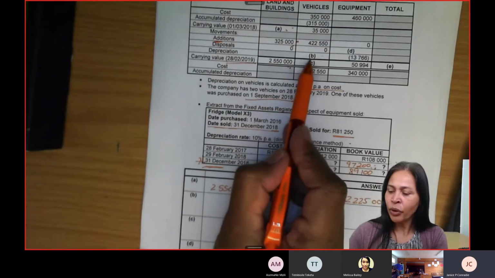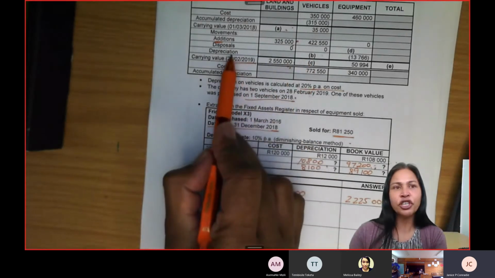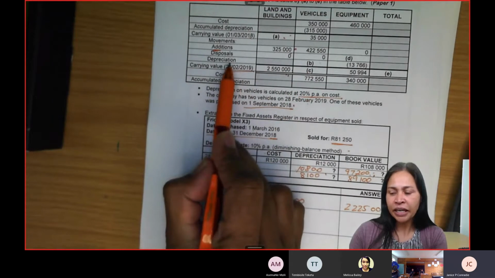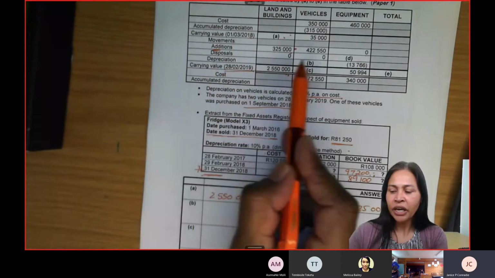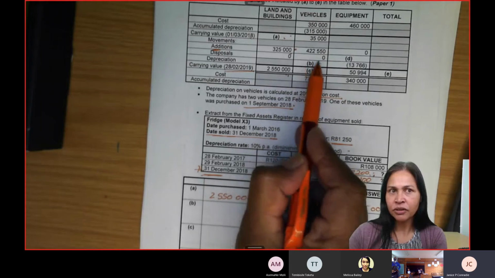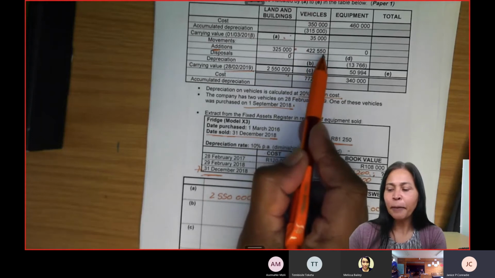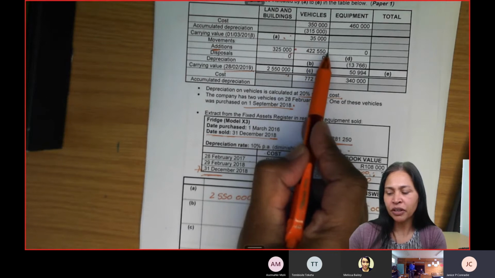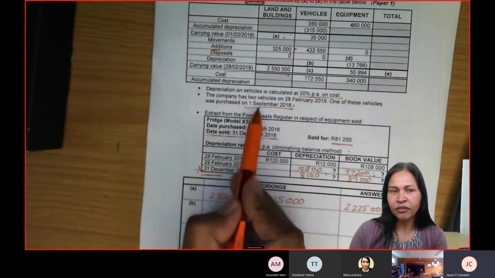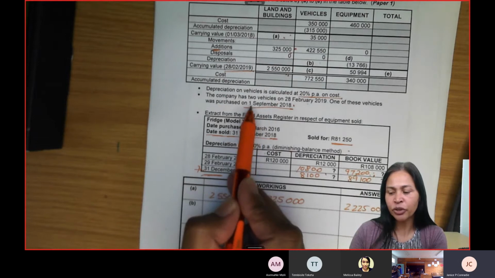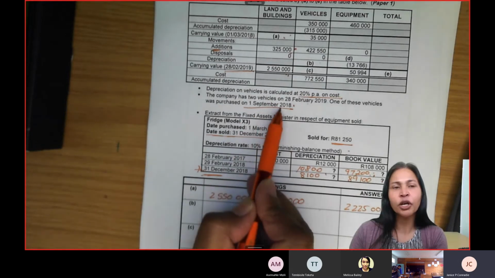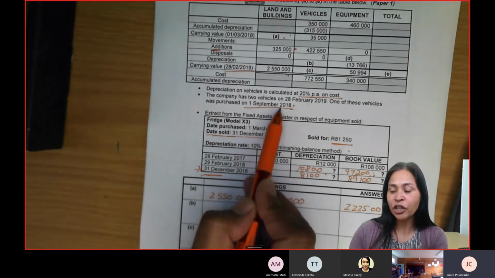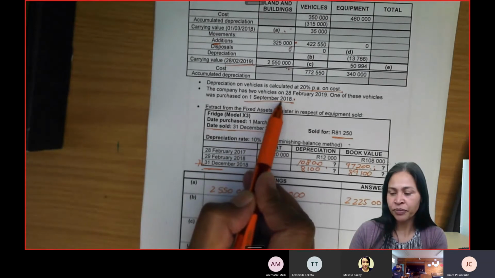For B, they want us to calculate the depreciation. Now again, we have a new one. That is the one there by additions. Before I even explain the rest, please calculate the depreciation on the new vehicle. Take into account when that vehicle was purchased. It says here one of these vehicles was purchased during the year, which is the 1st of September 2018. So you need to determine for how many months you're going to write off that depreciation.